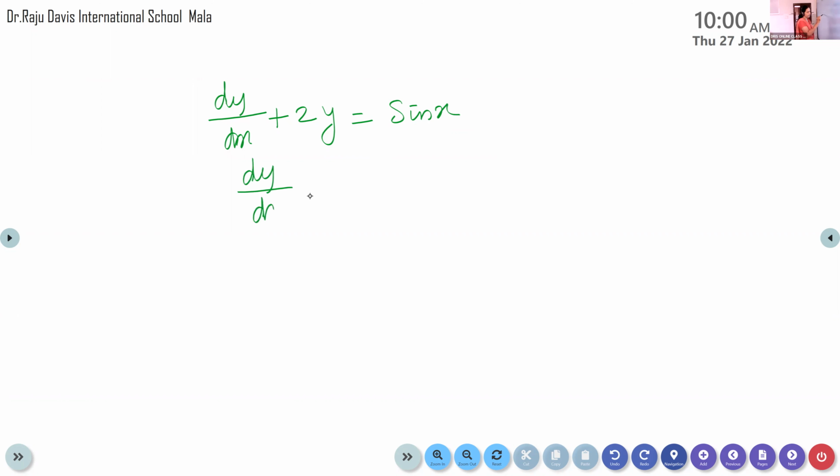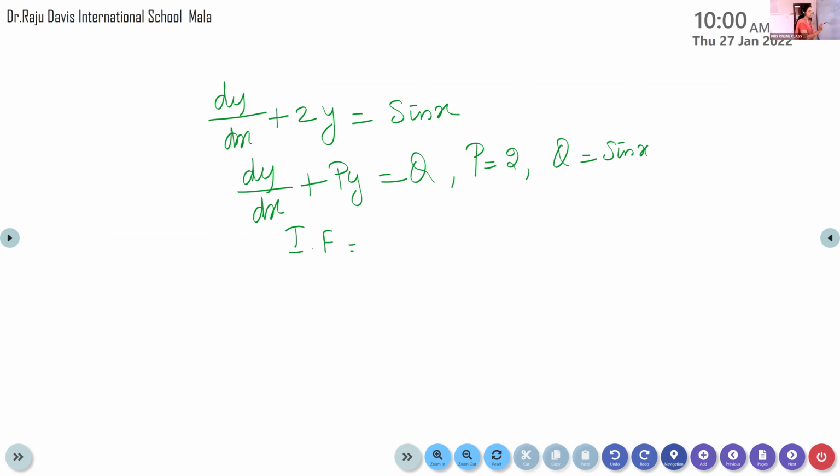Then in this case, we have to use the third method, the linear form dy by dx plus py is equal to q. Is it in that form? Comparing, you can write p and q. You compare it with the general form. P is the coefficient of y. What is the coefficient of y here? 2. So p is 2 and q is sin x.